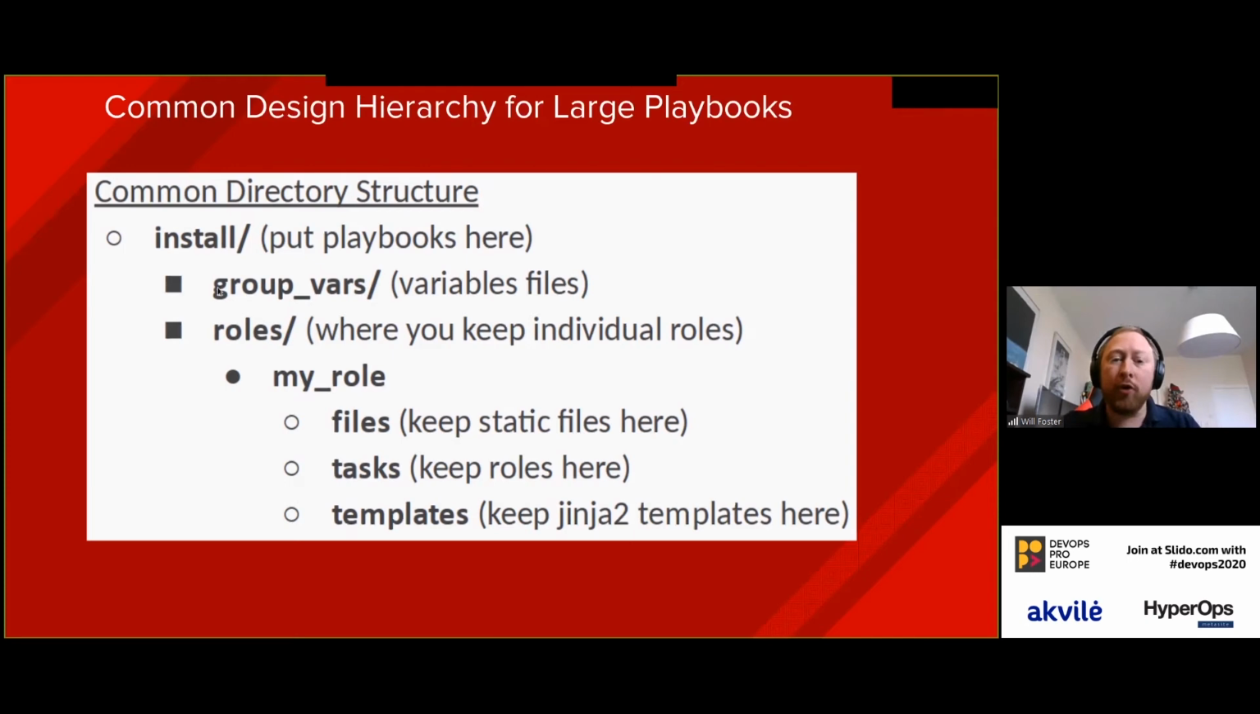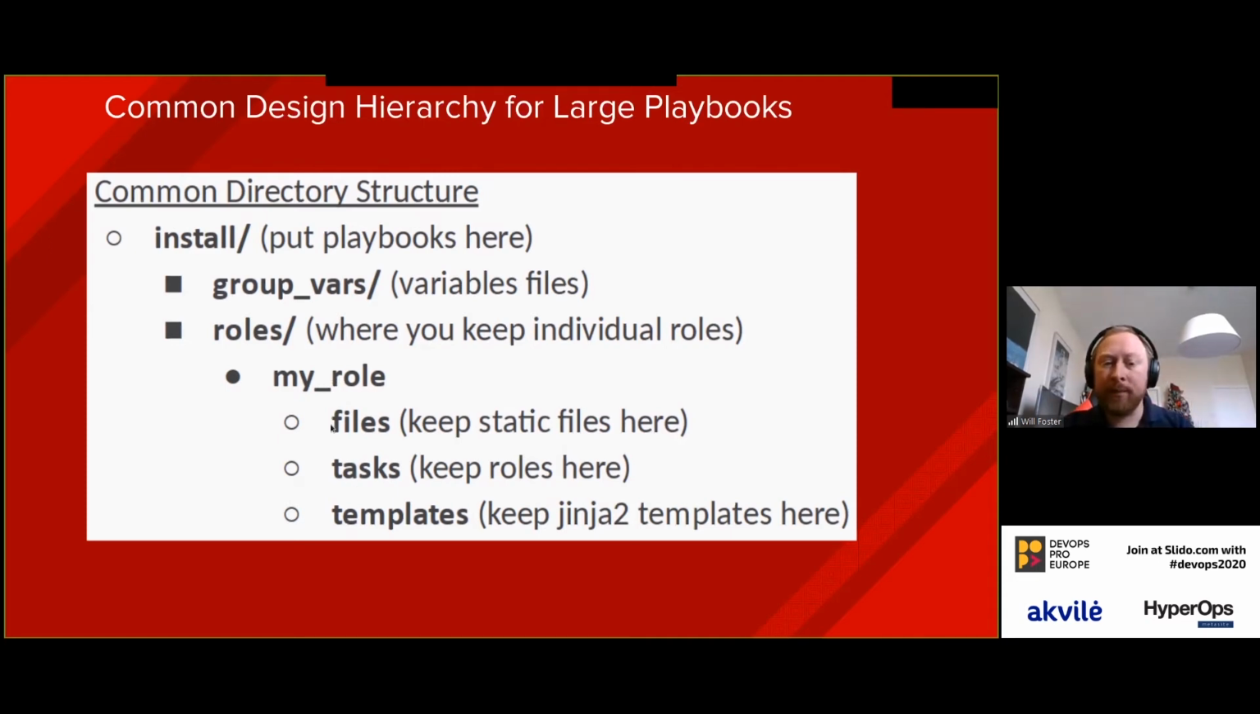Underneath install, you're going to have group vars, and this is where you keep your vars files, or your variables files. This can be one or many individual YAML files that have key value pairs of configuration values that you would like your playbook to know about, honor, and use with your automation. This is also where ours is located. So we use install group vars all.yaml, for example. Underneath install, going forward, we have roles. And roles are where you keep your individual stack component roles. And then underneath your individual roles, so my role might be Elasticsearch, for example.